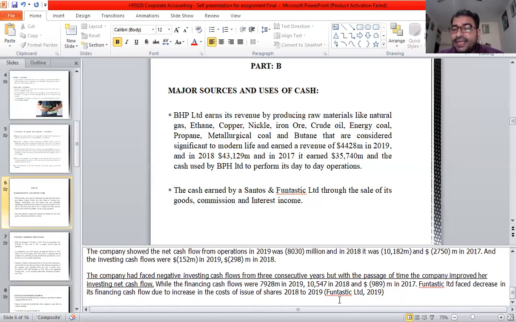7,928 million in 2019, 10,547 million in 2018, and 989 million in 2017. Fantastic Limited basically faced a decrease in its financing cash flow due to an increase in the cost of issue of shares in 2018 till 2019, as reported in Fantastic Limited 2019.